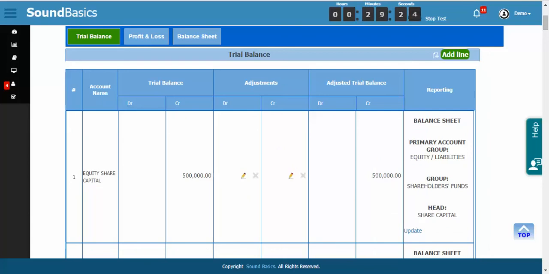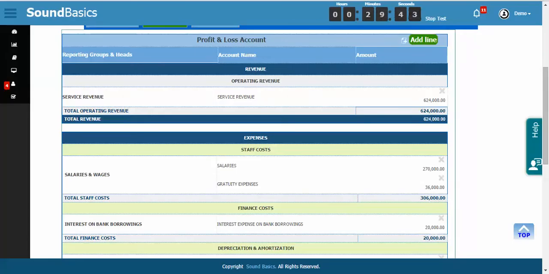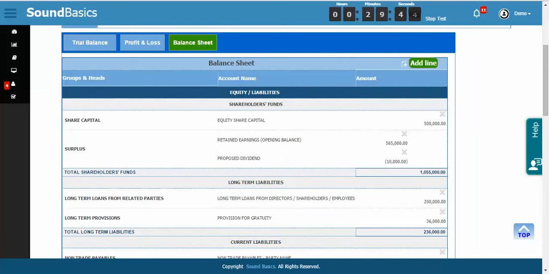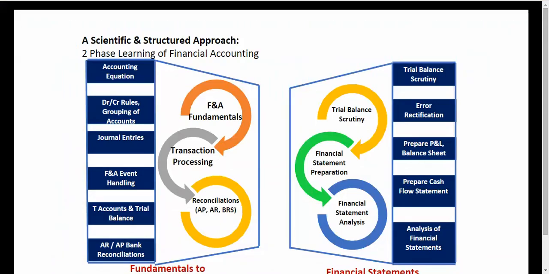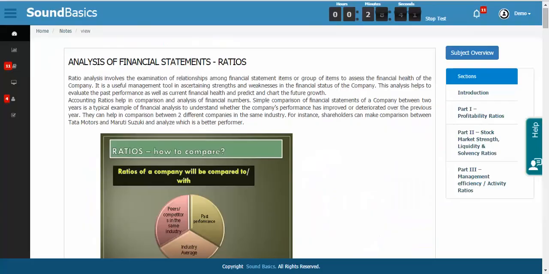The students then learn the closing process. They learn to pass the adjusting entries, prepare the adjusted trial balance, and therefrom prepare the profit and loss account and the balance sheet. The analysis of financial statements is a very significant exercise in the SoundBasics learning software.